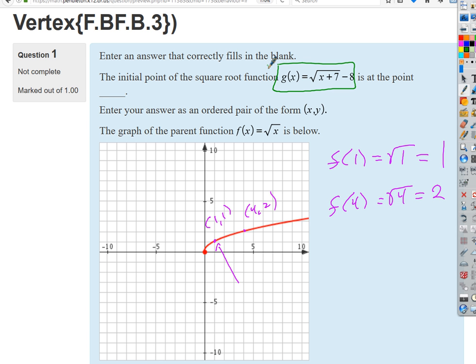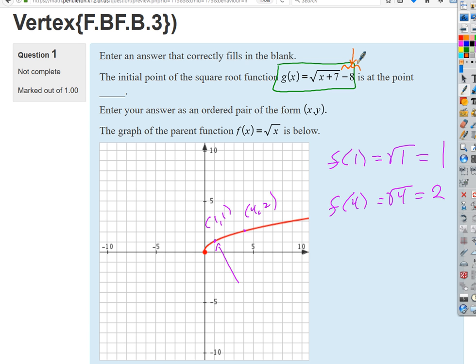What's that minus 8 doing? So this part, what's that doing? Making it go down 8. Makes it go down 8, doesn't it? Everybody agree? Oh, and that would make it go left. Yeah, left by 7, right?